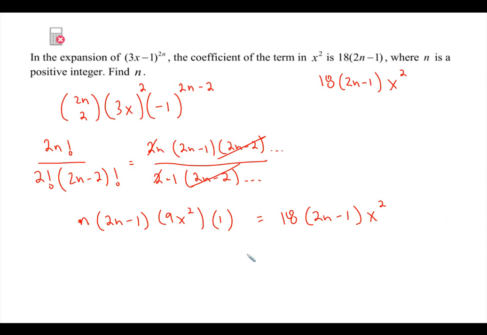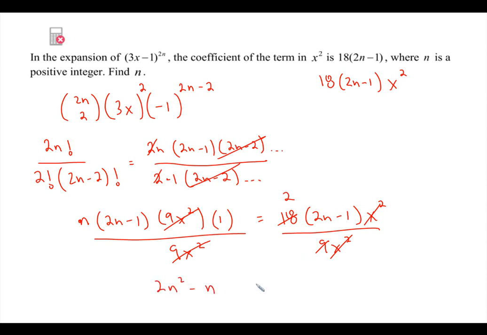So let's simplify everything. First of all, I divide by 9x squared on both sides, since all of this is multiplying. So this will divide each other out. The 9 and the 18 divide out, and the x squareds divide each other out. So we end up with just 2n squared minus n is equal to, and over here we distribute the 2, so that would give us 4n minus 2, okay?